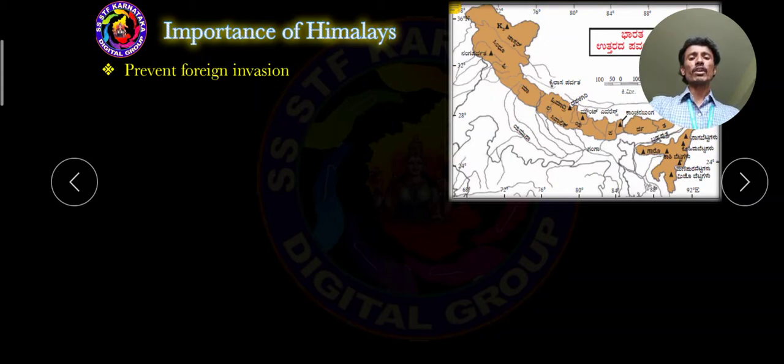Prevent foreign invasion. Prevent means completely stopping the illegal entry of foreigners, because the Himalayas consist of the highest mountain peaks, many glaciers, and most of the hill stations, and that area is too dangerous. So it is highly impossible for foreigners to enter our Indian country through this side. This is the first importance of the Himalayas: preventing foreign invasion.